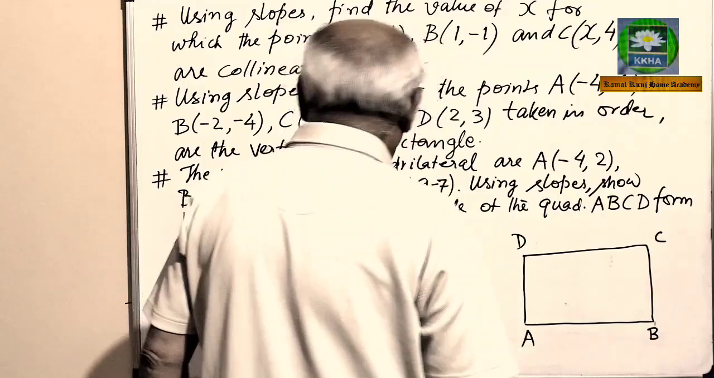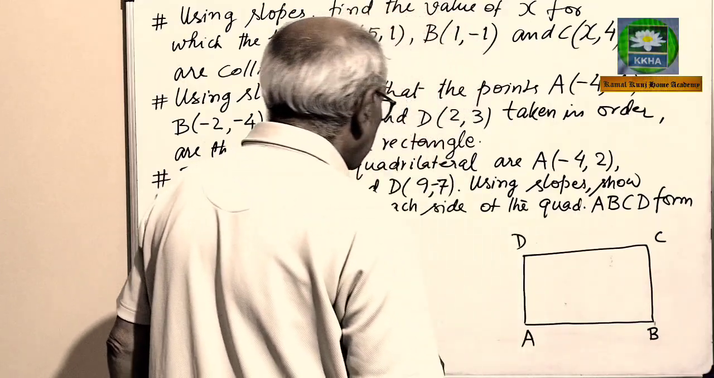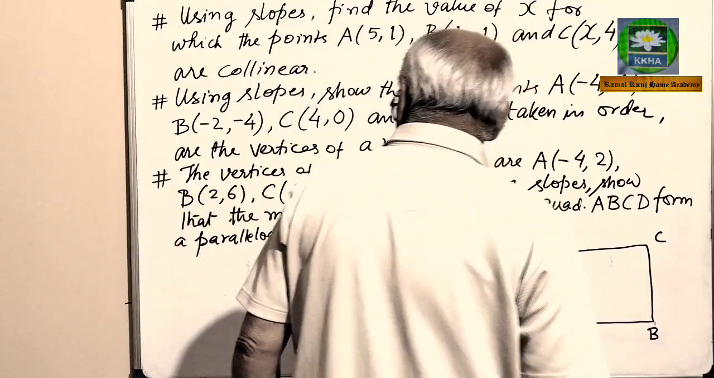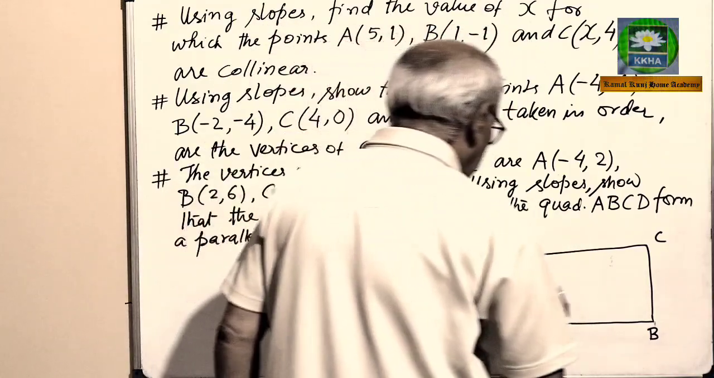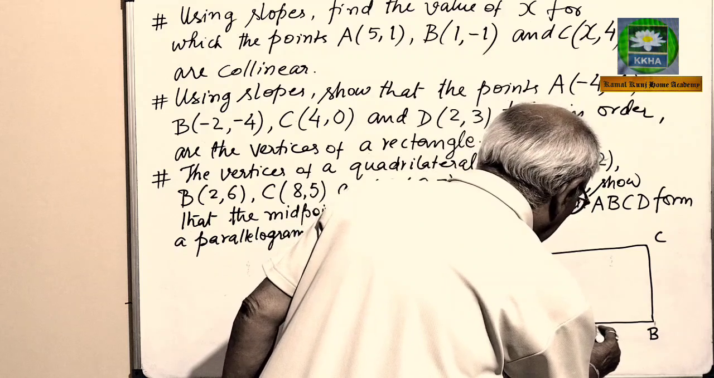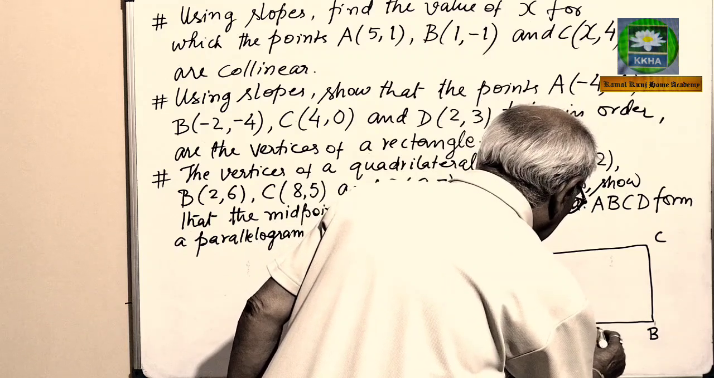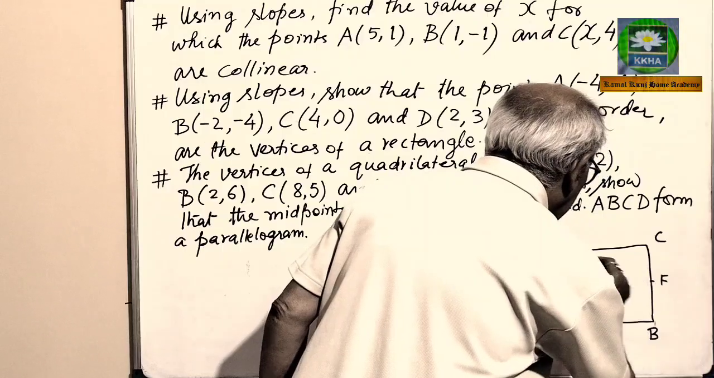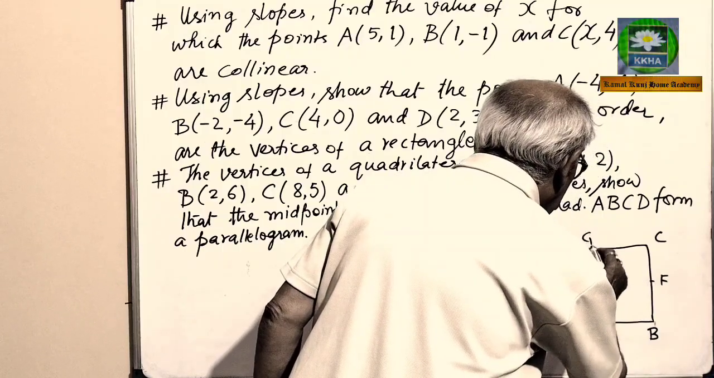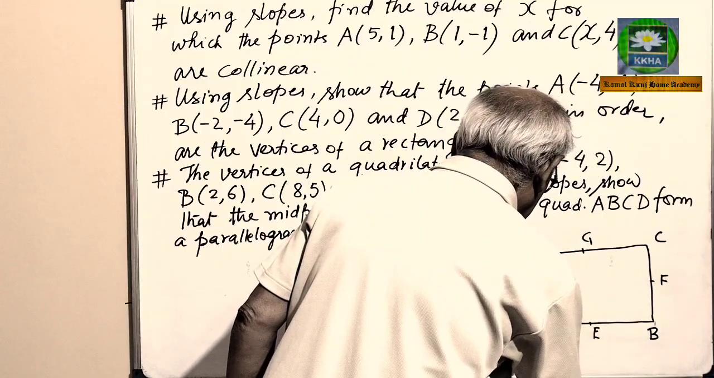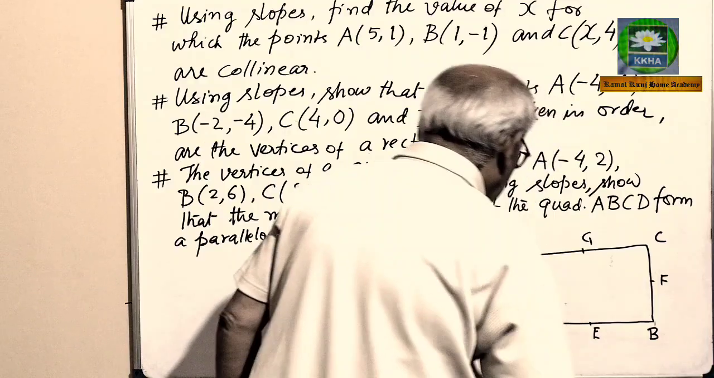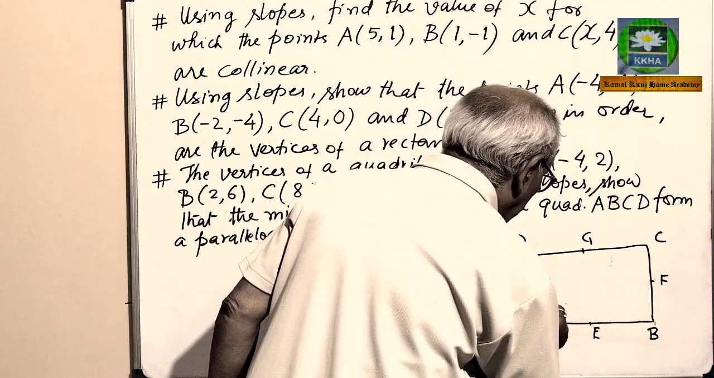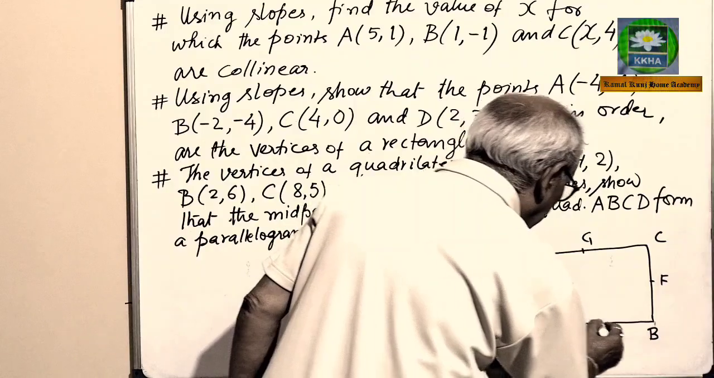Now we show that the midpoints of each side of the quadrilateral form a parallelogram. So let E, F, G and H be the midpoints of each side. Now join.